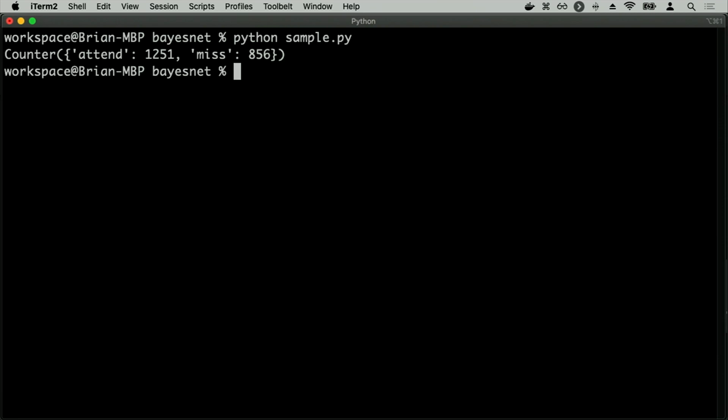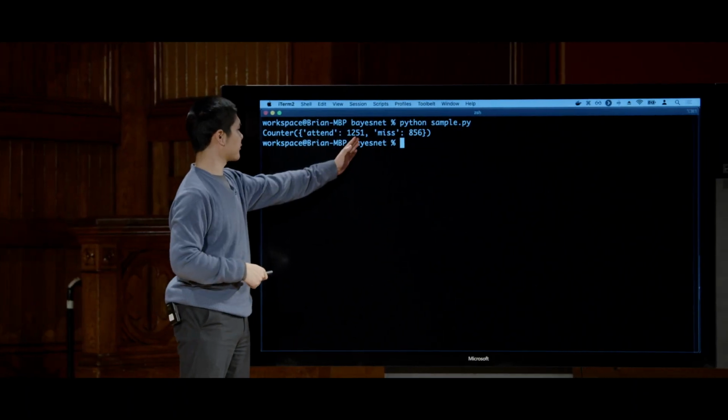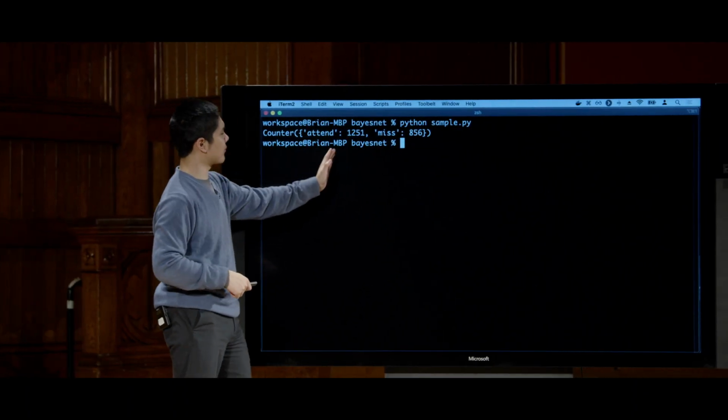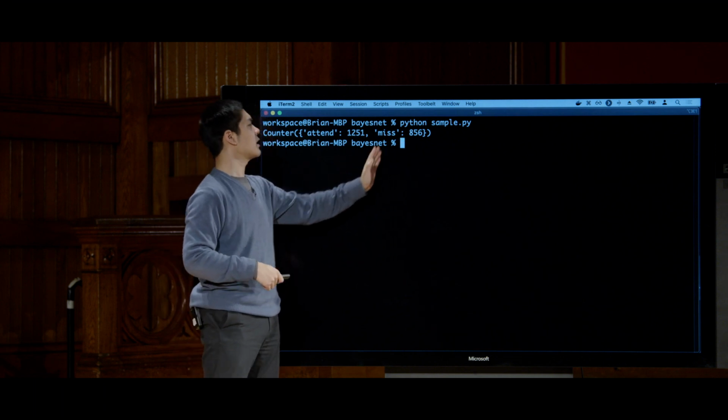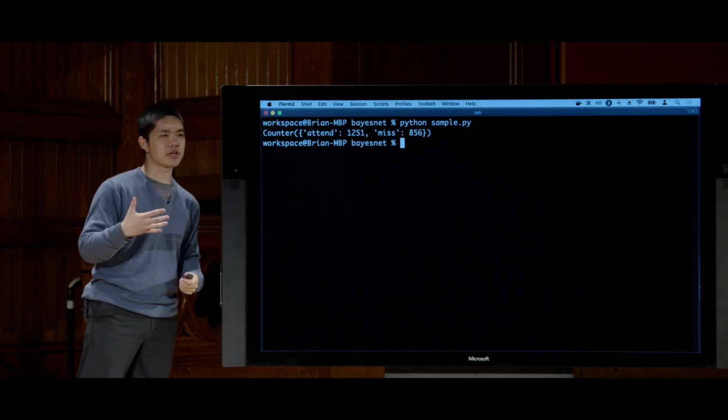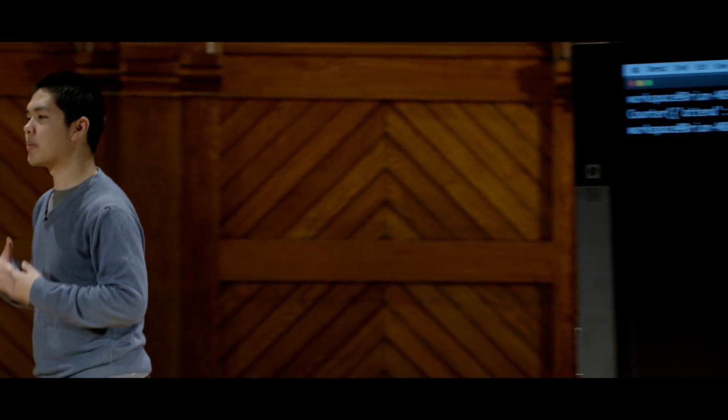And when I do that, here's the result I get. This is the result of the counter. 1,251 times I was able to attend the meeting, and 856 times I was able to miss the meeting. And you can imagine by doing more and more samples, I'll be able to get a better and better, more accurate result. And this is a randomized process. It's going to be an approximation of the probability.